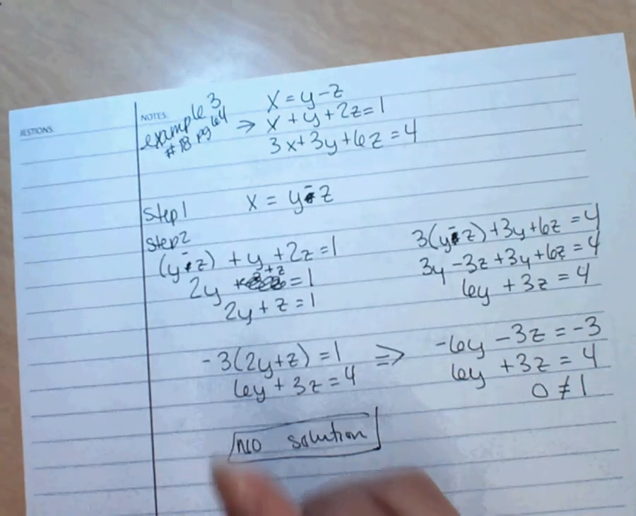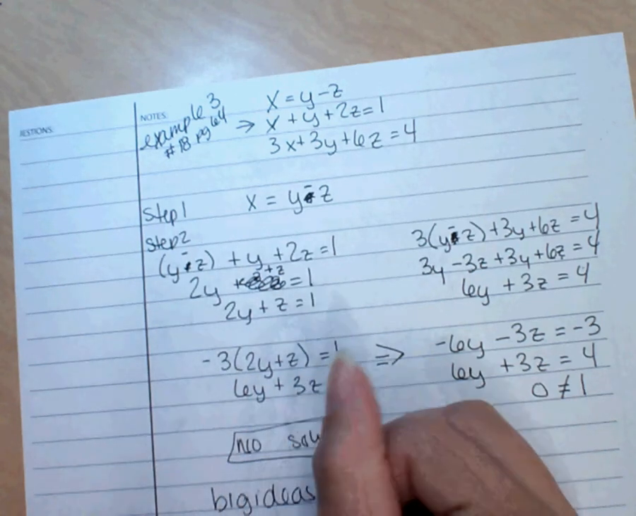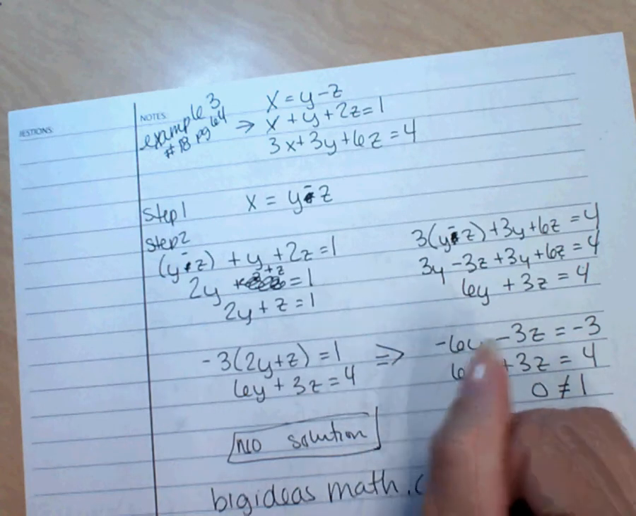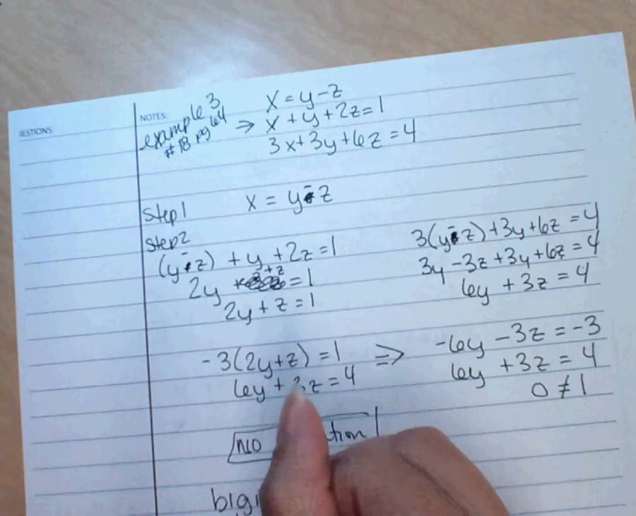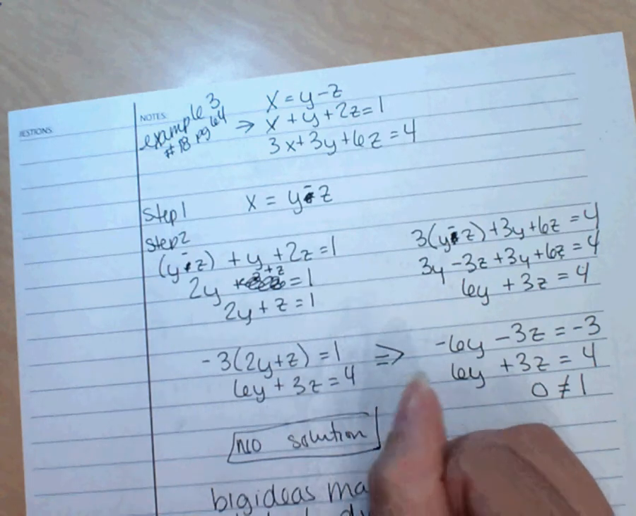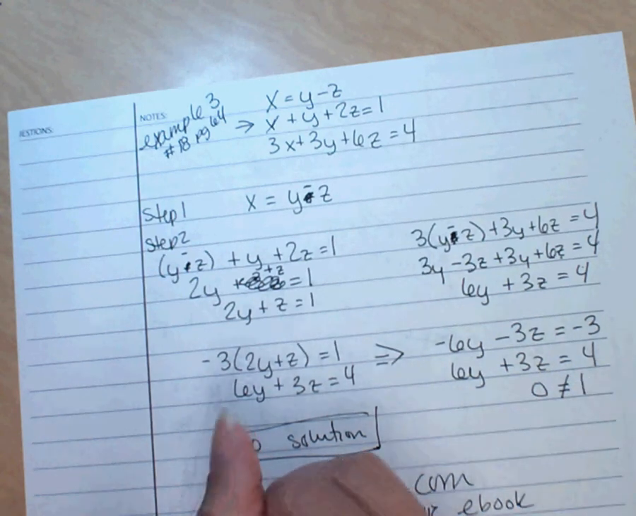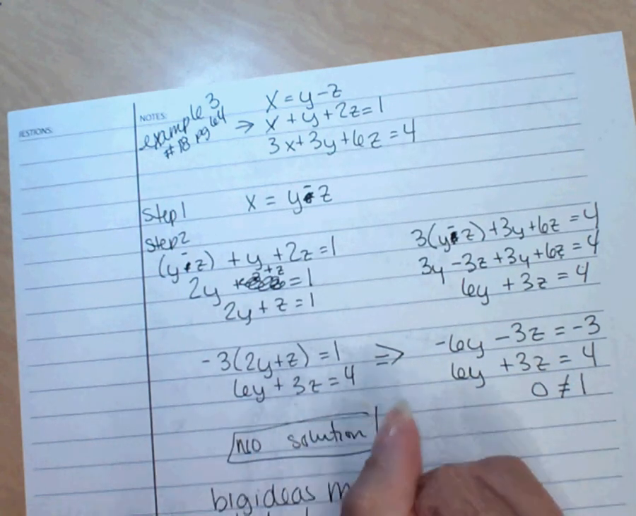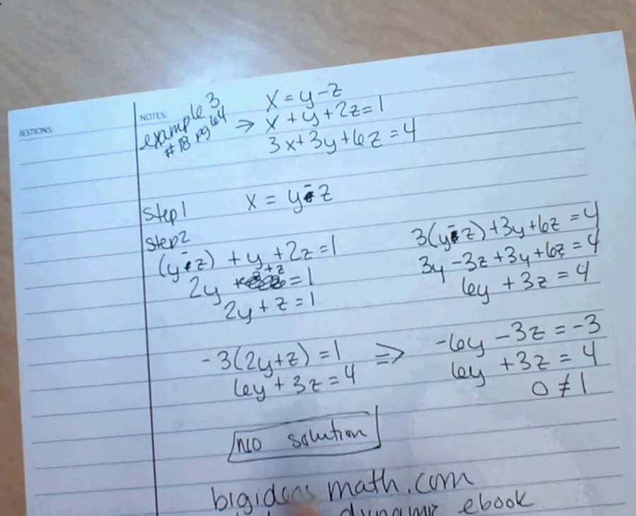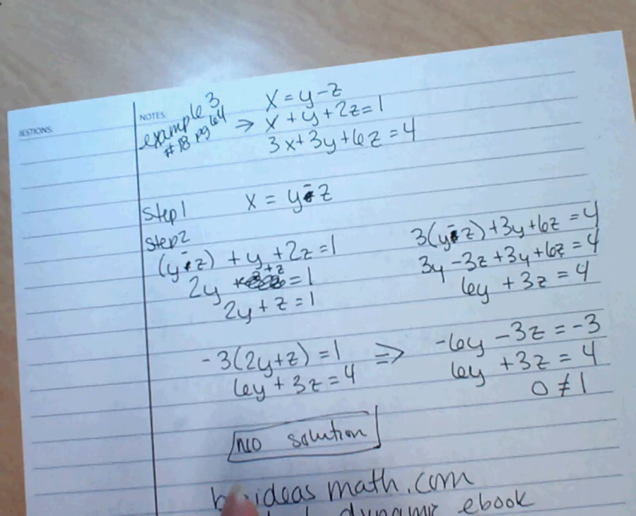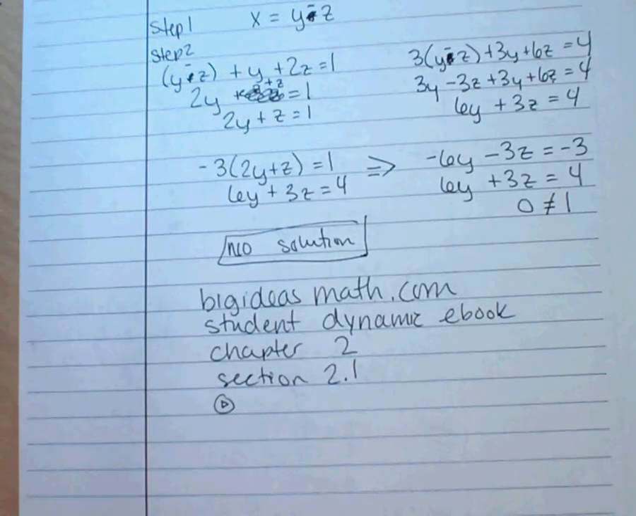For more examples, you're going to want to check out bigideasmath.com. Go to the Student Dynamic ebook. Chapter 2, Section 2.1. And anywhere you see a play symbol like this, you can click on it. I apologize. Click on it and it will work out more problems that are similar.